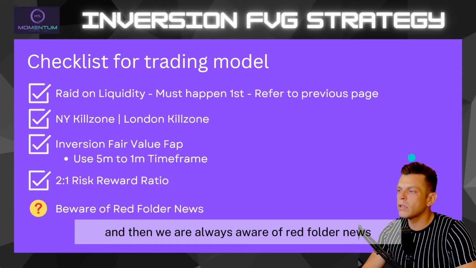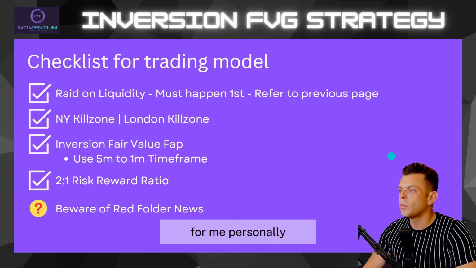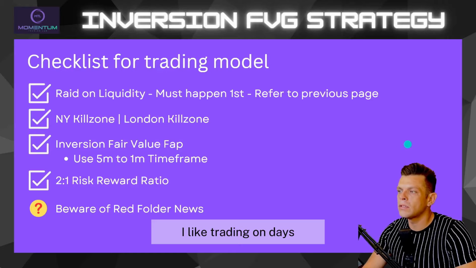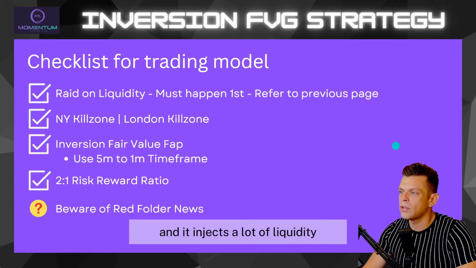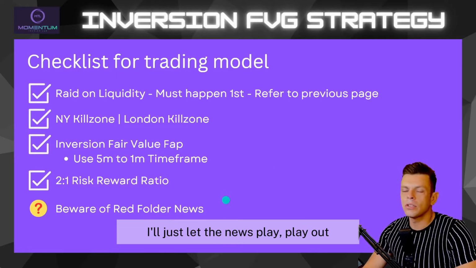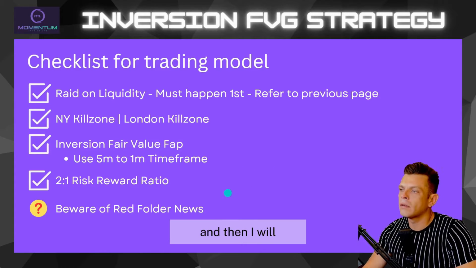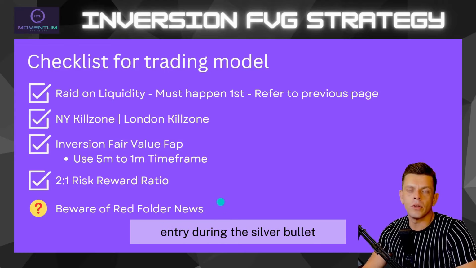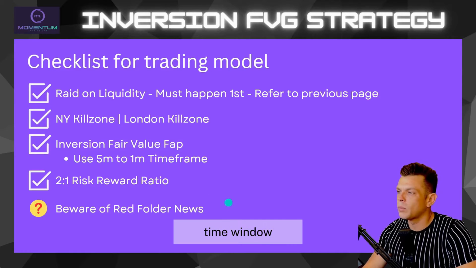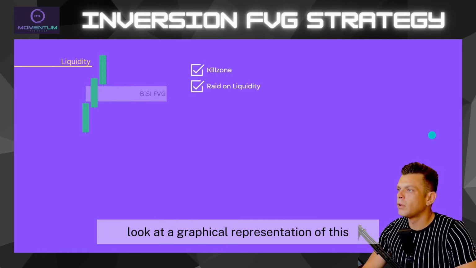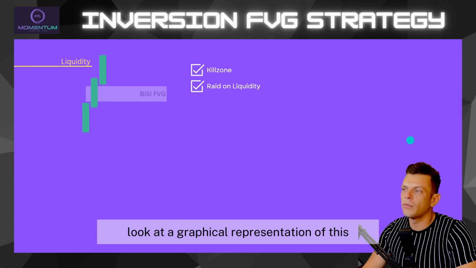And then we are always aware of red folder news. Me personally, I like trading on days that have red folder news. It gives a lot of volatility and it injects a lot of liquidity. So personally, I'll just let the news play out, and then I will normally look for an entry during the silver bullet time windows. Okay, so let's have a look at a graphical representation of this entry model.